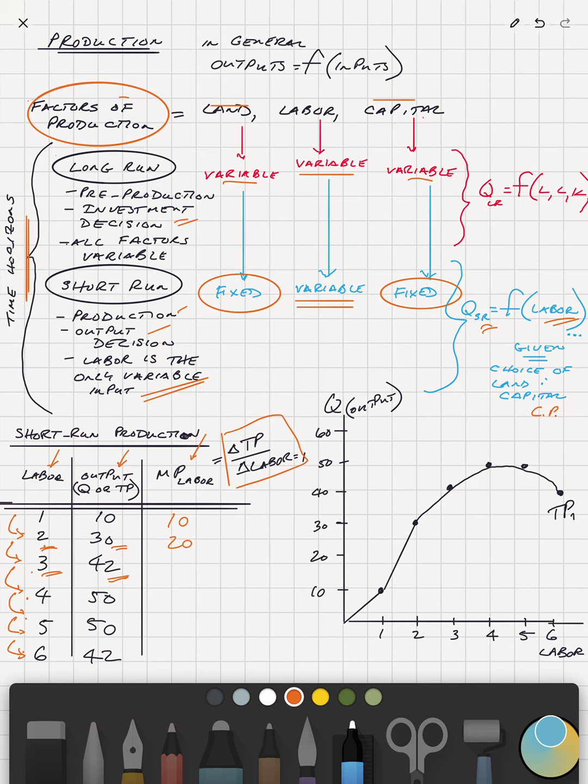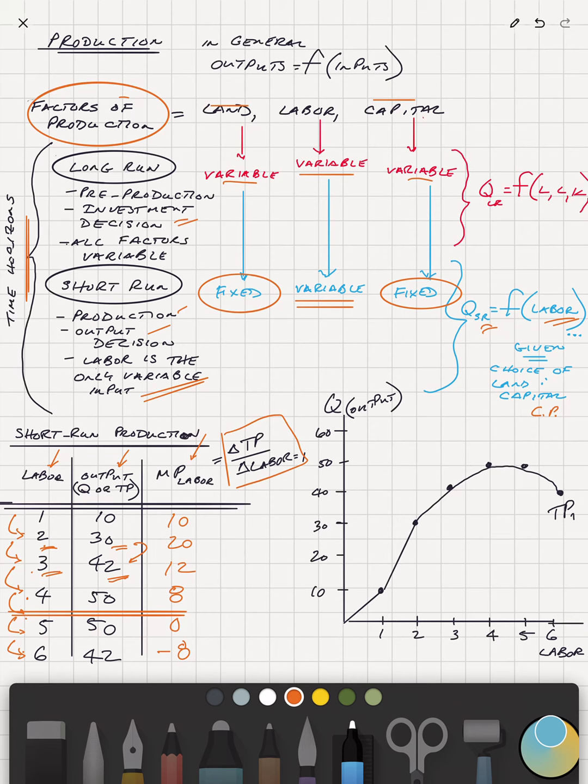The change in output if I hire one more worker, the third worker, is 12 units. The change in output if I hire the fourth is 8. Now we've got 0 and then a -8. Clearly, are you going to hire that fifth worker? And the answer is no. Why? Because they don't contribute anything to output. So this could be called the point of saturation, and you're not going to go beyond that.